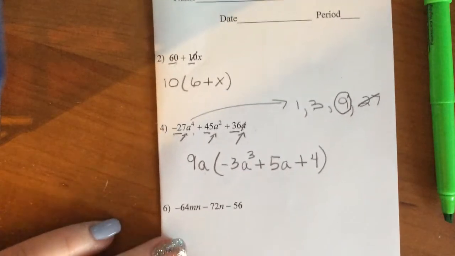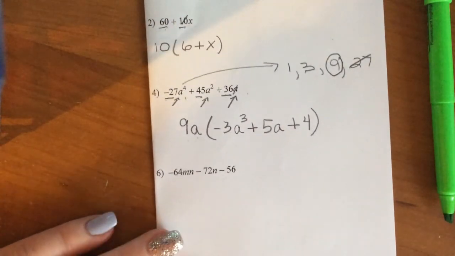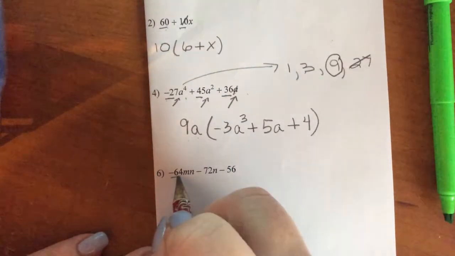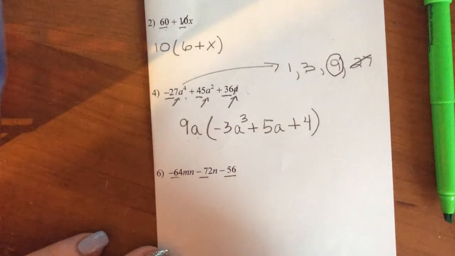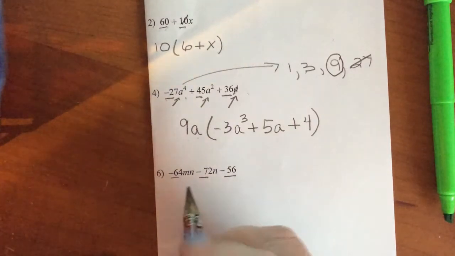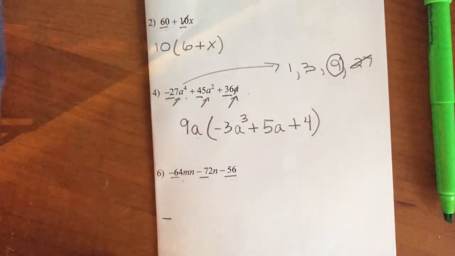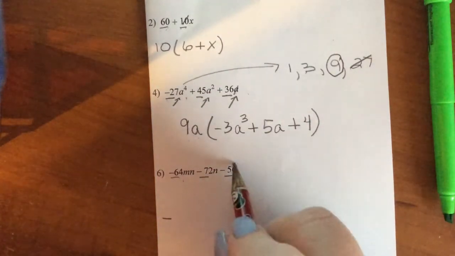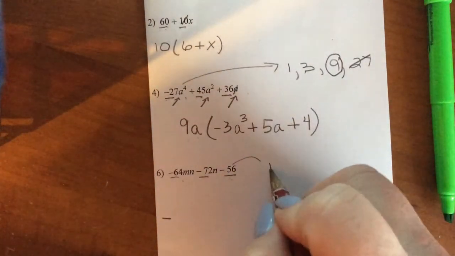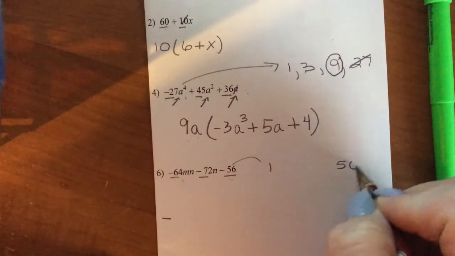Okay, go down to 6. You're going to do the same way, so look at your numbers: 64, negative 72, and negative 56. Well, first, since each term is negative, pull out a negative. Now look at your lowest, which is 56. So 56, do your factors, 1 and 56.